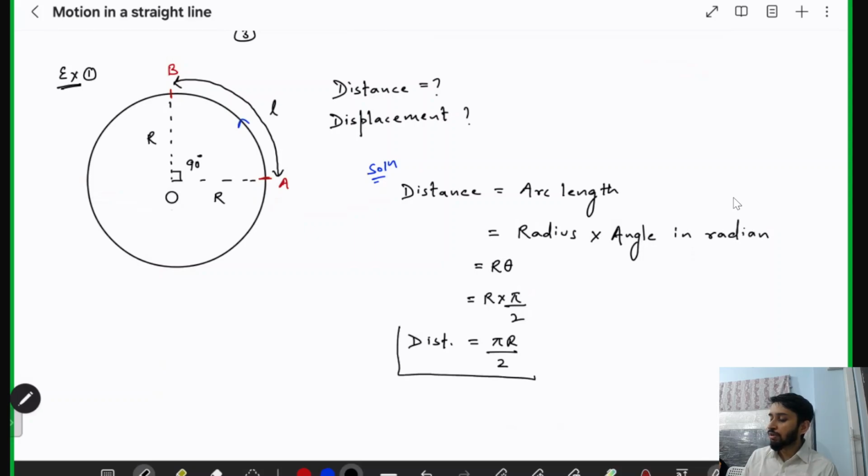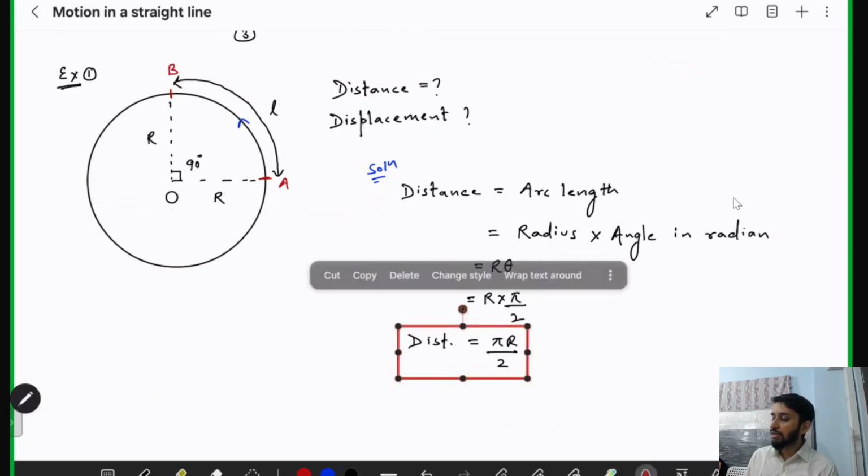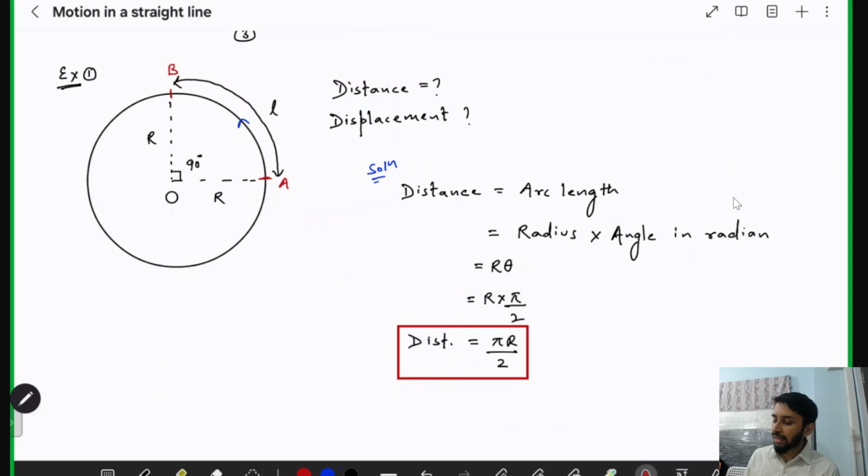Just in case you don't know how to convert degrees to radians, which we'll study in basic maths, you can also do theta by 360 times 2 pi r. The distance will be a fraction of the circumference, which becomes theta by 360 into 2 pi r. Theta here is 90, so 90 by 360 into 2 pi r is going to give you this particular answer.